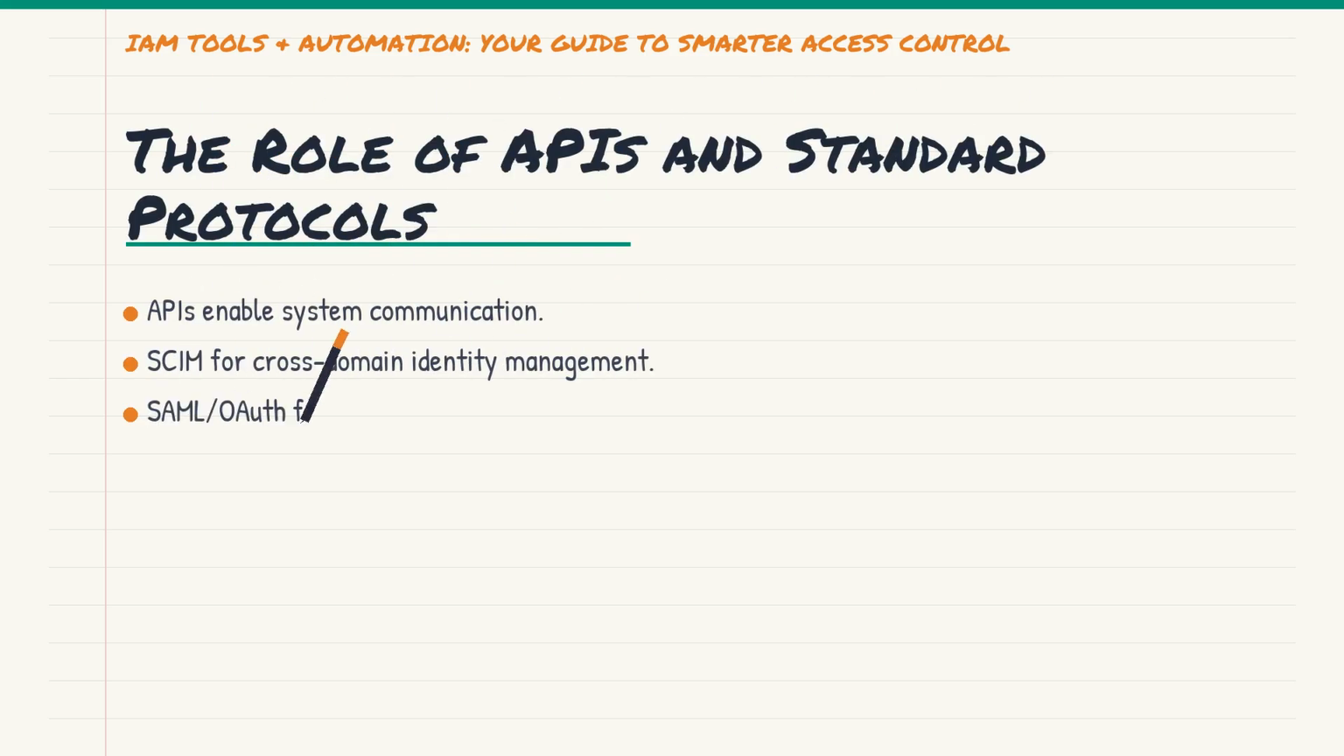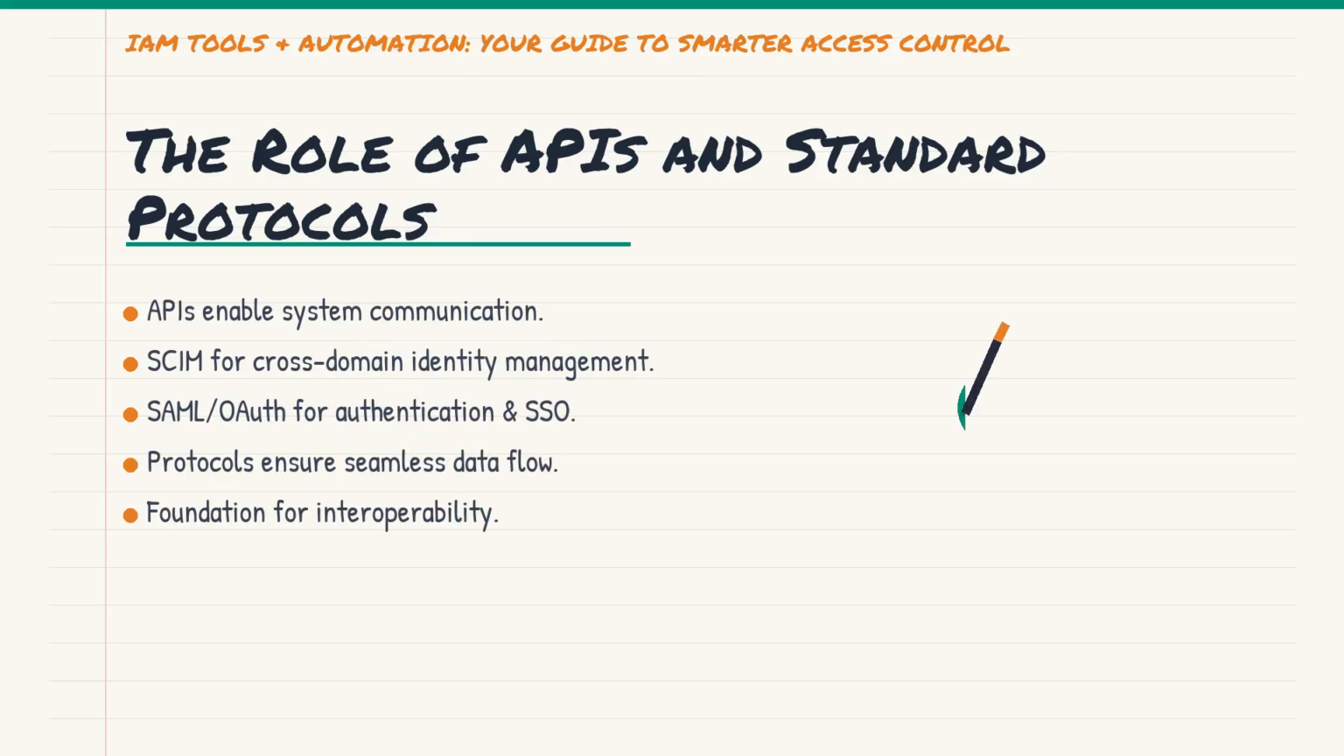This is where the magic of integration happens. No IAM tool exists in a vacuum. To be effective, they need to talk to your HR systems, your applications, your directories, and each other. This is where application programming interfaces, APIs, and standard protocols like SCIM, System for Cross-Domain Identity Management, SAML, OAuth, and OpenID Connect shine. APIs allow different software systems to communicate and exchange data. For instance, an IGA tool might use SCIM to provision users into a SaaS application like Salesforce, or use SAML to enable SSO to that same application.